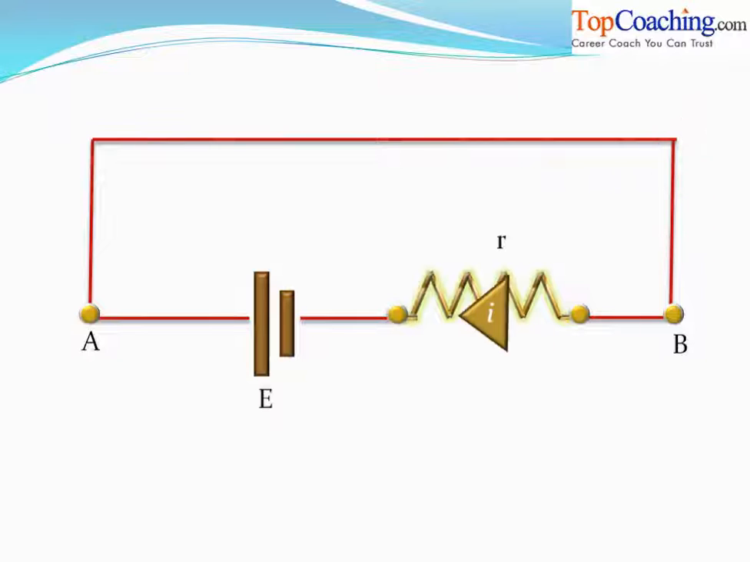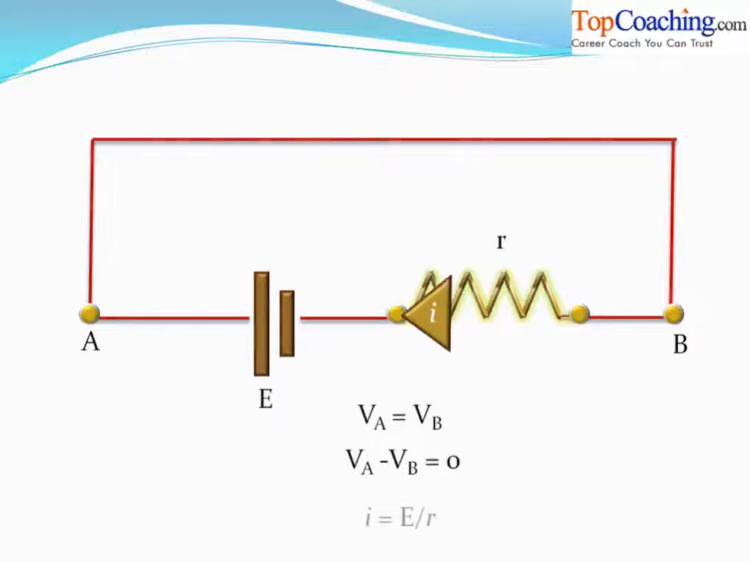Why does this happen? Because the internal resistance actually behaves just as an external resistance would behave if it were connected with a battery. You see, VA is equal to VB, and VA minus VB is 0. So I is E by R, because as you can clearly see, plus E minus IR is 0, isn't it? So a current equal to E divided by R flows inside this short-circuited circuit. Understood?